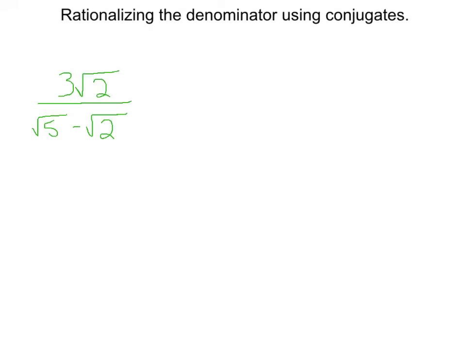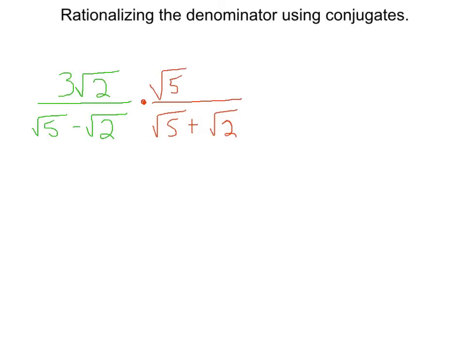Now, there are certain times when we have to rationalize the denominator using conjugates. Now notice here in the denominator we have 2 terms. Both of these have radicals. Now when we have a denominator that has a radical and there's 2 terms in there, we have to multiply by what's called the conjugate. Now if you remember what a conjugate is, it's the same 2 terms but with the opposite sign in between. So again, the same 2 terms, square root of 5, square root of 2, but we change the sign in the middle to a positive.